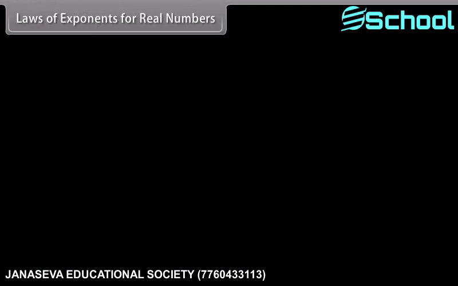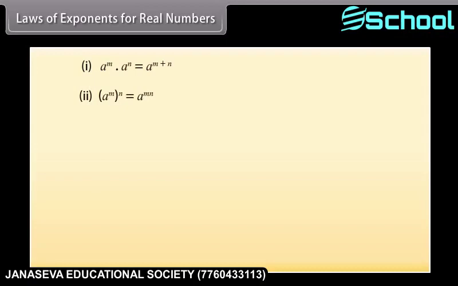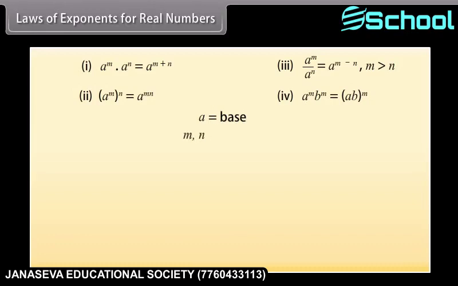Laws of exponents for real numbers. Remember the given laws of exponents. Here, A is called the base and M and N are the exponents. Now guess, what is A raised to the power 0? Yes, A raised to the power 0 is 1.